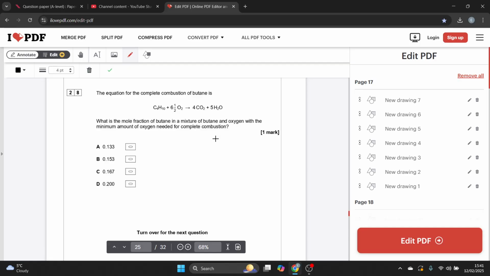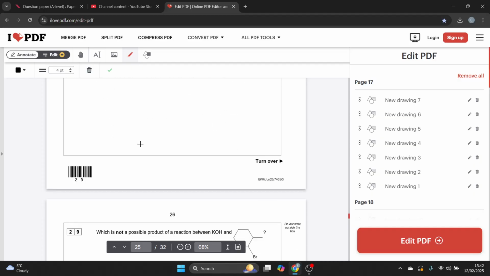Question 28, the equation for the complete combustion of butane is shown. C4H10 plus 6.5 O2 to form 4CO2 plus 5H2O. What is the mole fraction of butane in a mixture of butane and oxygen with the minimum amount of oxygen needed for complete combustion? So I've got 1 mole of butane over that 1 mole of butane plus 6.5 moles of oxygen. That's the mole fraction. 0.133. So therefore the answer is A.